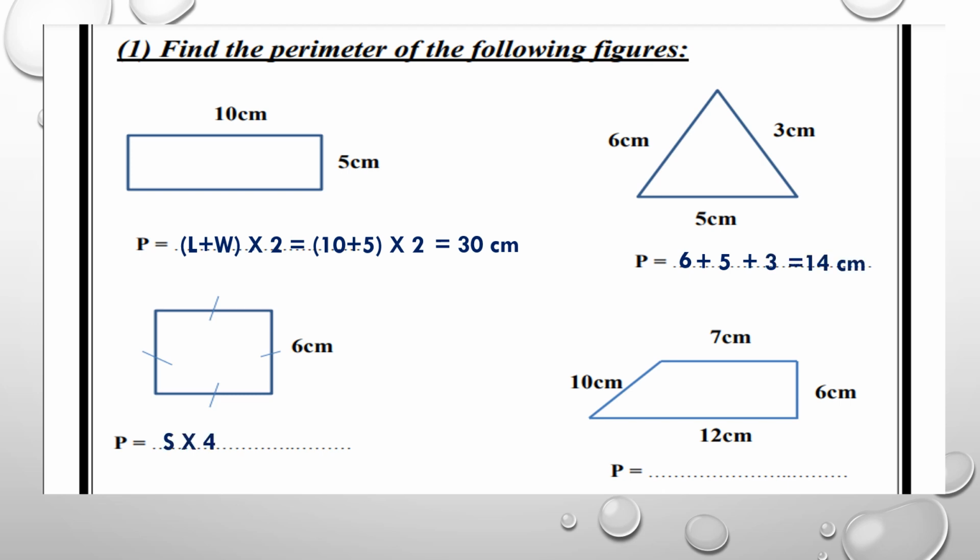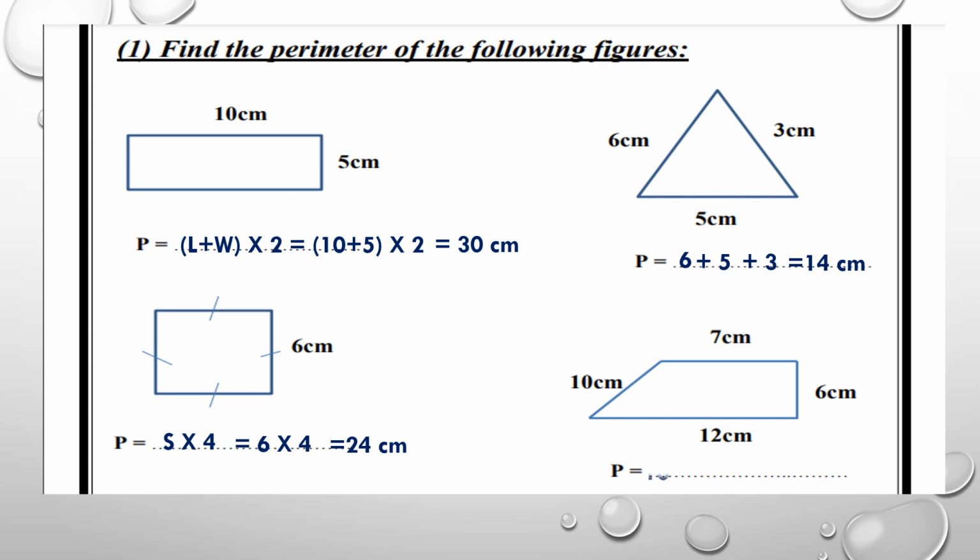Number 3. I have a square and the side length of this square equals 6 centimeters. To get the perimeter, I have to add this 6 four times, or I can use a rule instead of that. It will be 6 times 4, or side times 4. It's going to be 6 times 4. It will be 24 centimeters.